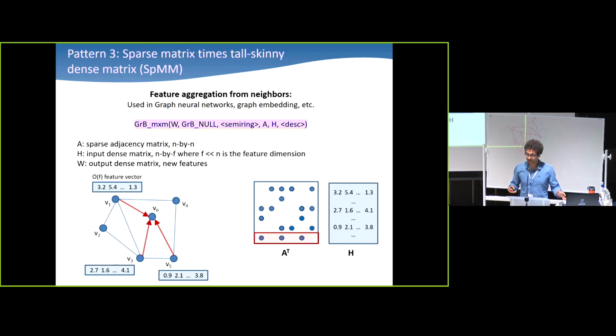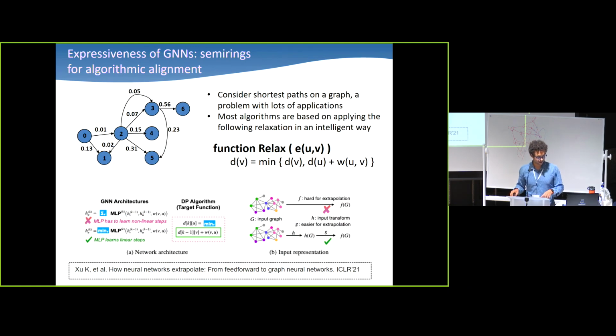So are we done? Can we just do sparse matrix times dense matrix and solve graph learning problems, graph representation learning problems completely? It turns out it's not yes. There's a lot more research to be done. And some of it is going to go back to what I started telling in the beginning of the talk, which is semi-rings.